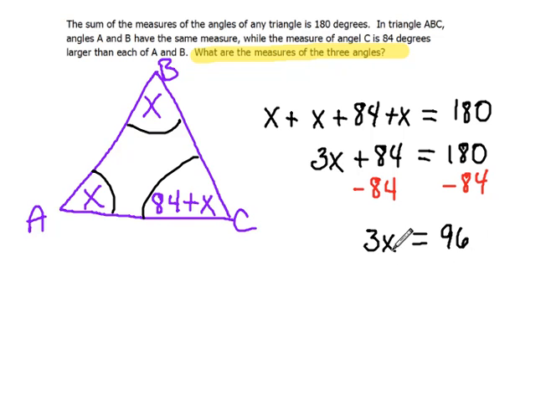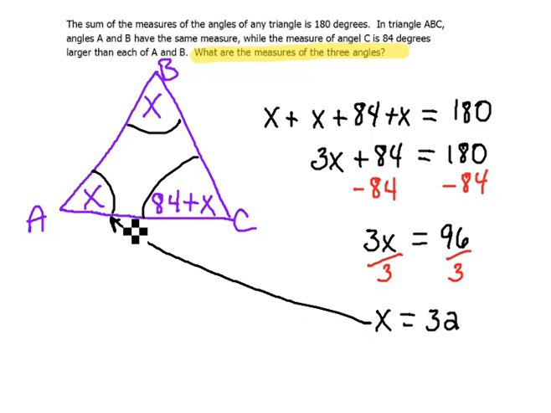Now we're still not done yet because we want x alone. So the opposite of multiplying by 3 would be to divide by 3. So on the left we have x equals, and 96 divided by 3 would be 32. So now what does that tell us? Well, remember what x was. x was angle A and also angle B.